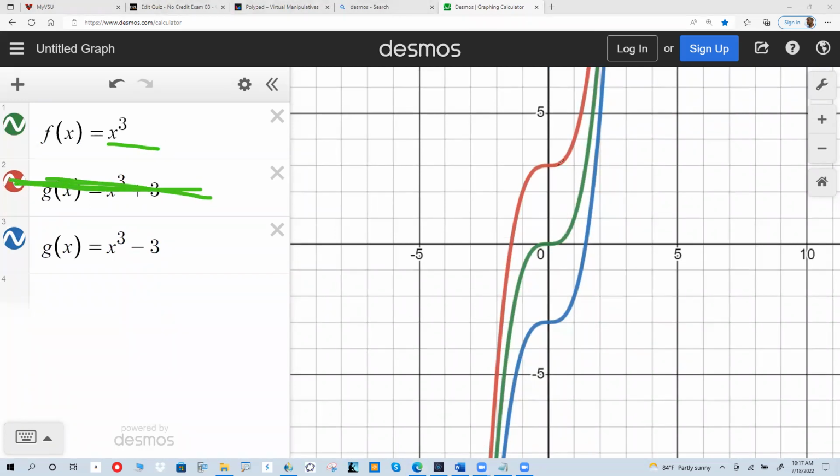Okay, ignore the red function. What's the relationship between the green function and the blue function? Well, the blue function is the green function pushed 3 units down. That's what we expect. And if you want to make it move left and right, what would you do?